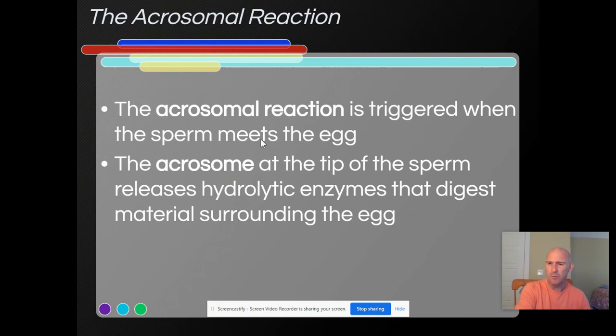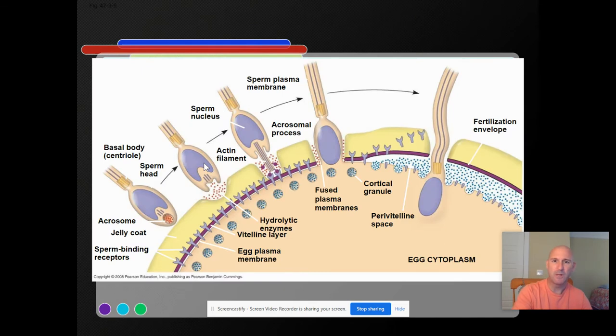And it's just kind of a reaction, which I'll highlight in the image next, that takes place as that sperm is trying to enter the egg. It involves a region, or kind of a vesicle, of enzymes known as the acrosome. So I'll show it to you here.